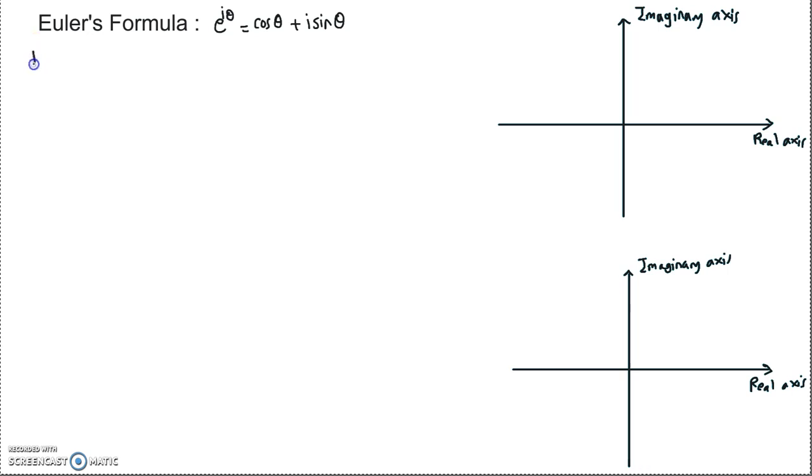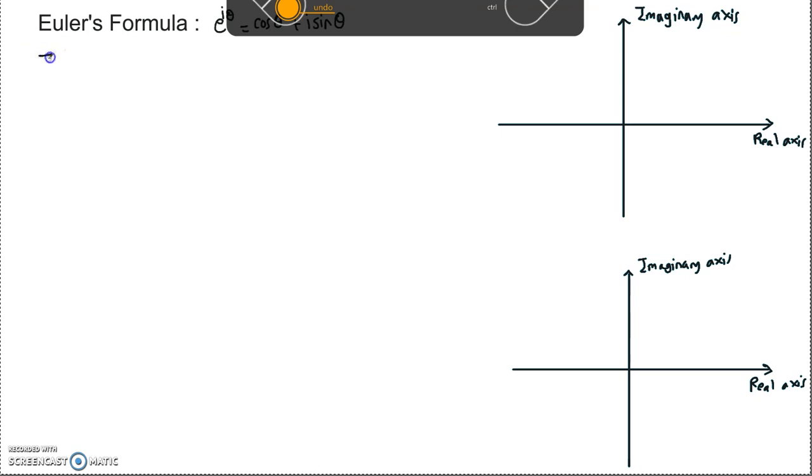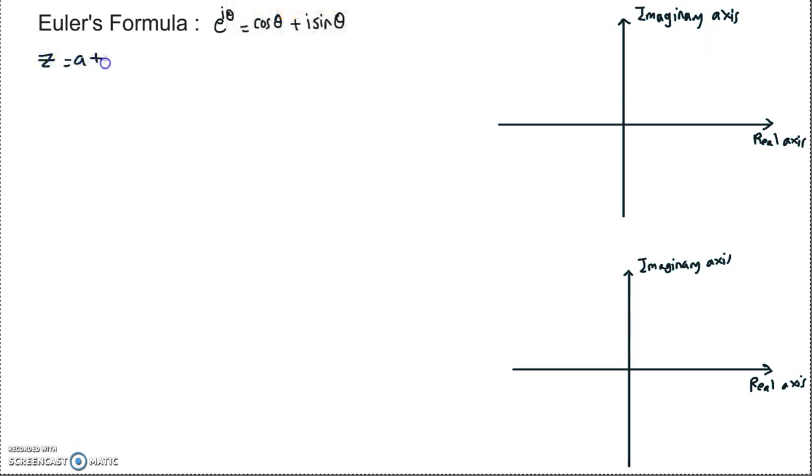If we have a complex number z, z equals a plus ib. So a is the real part of the complex number. If we have a real axis and an imaginary axis, a is the distance along the real axis. Then if we draw a perpendicular and move along a distance b, this point here is a plus ib. That's the complex number z equals a plus ib.